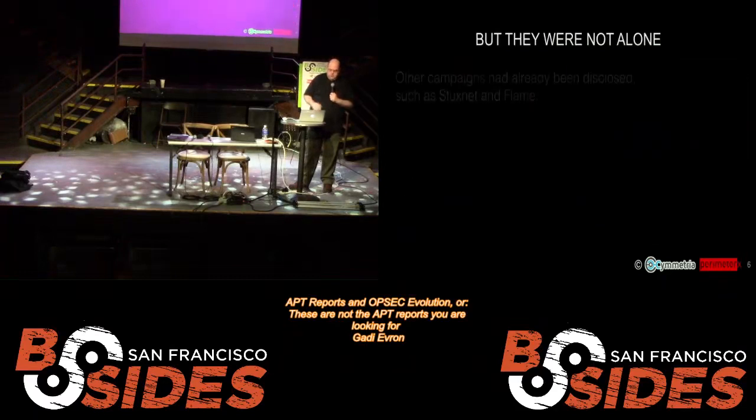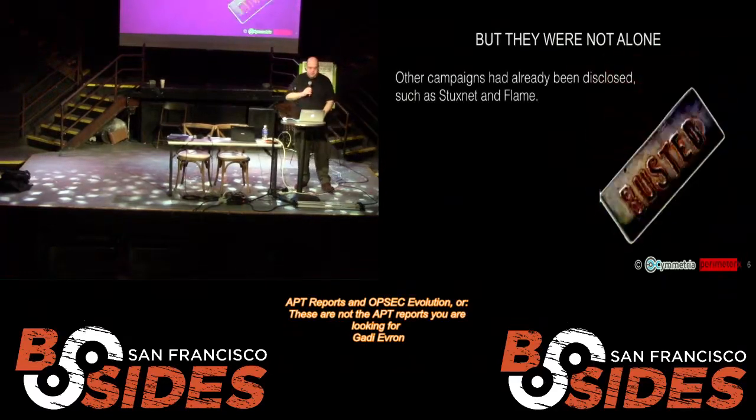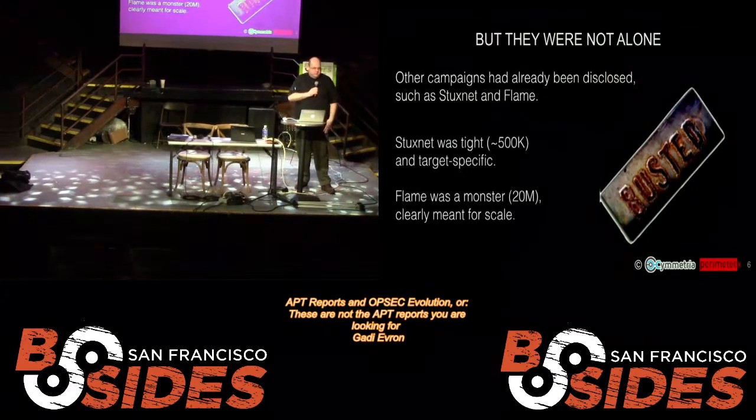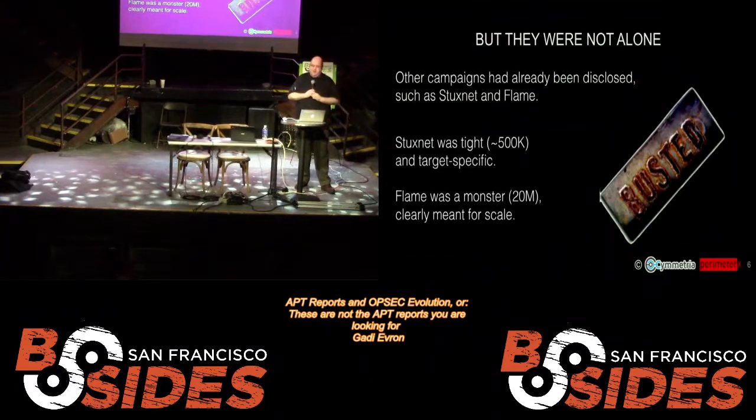But they were not alone. We have seen many, many other campaigns. For example, Stuxnet and Flame. Stuxnet was very tight. It was a 500K malware. Very, very target specific, very specific in what it wanted to do. On the other end, we had Flame. Flame was a monster. It was 20 megabytes big.